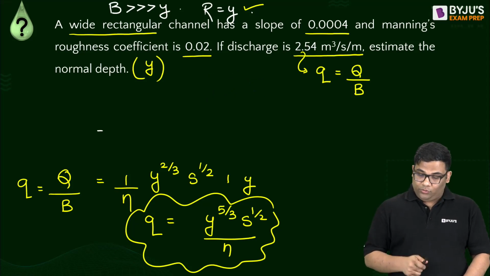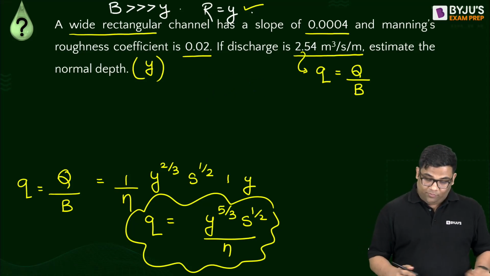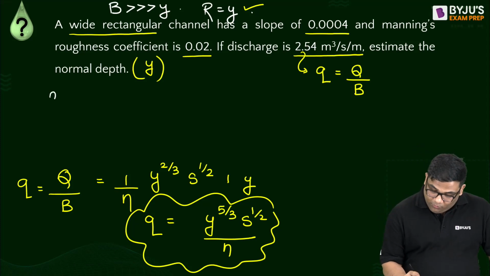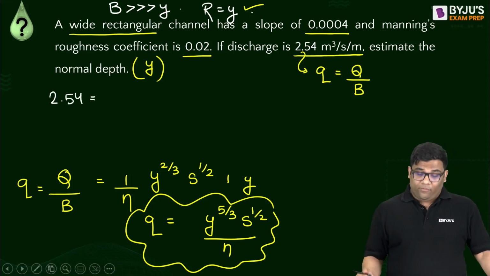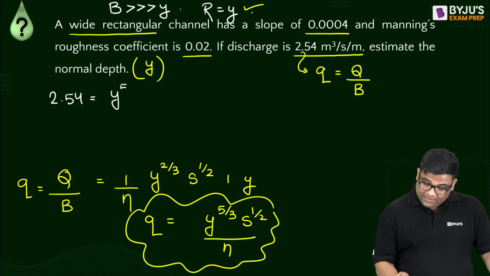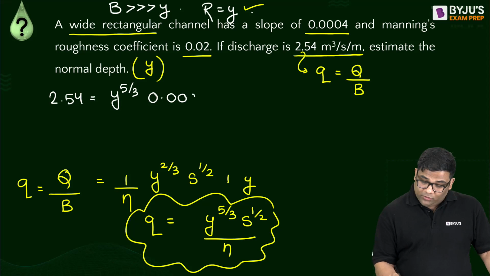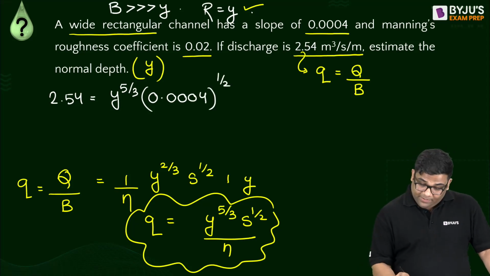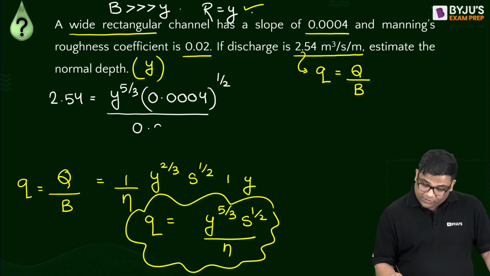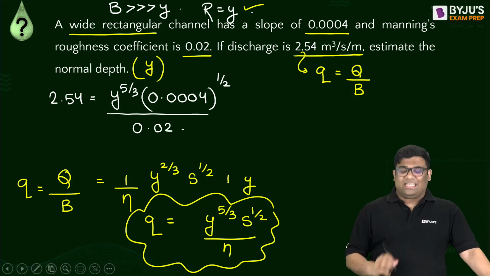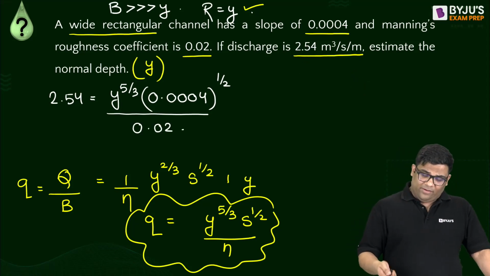So Q is given. What is given? Q is given as 2.54. This I will equate to Y to the power 5 by 3. Then slope is given, 0.0004 to the power half. And then Manning's constant is given as 0.02. You see in this only Y is unknown, right? Now I can find out Y very easily.